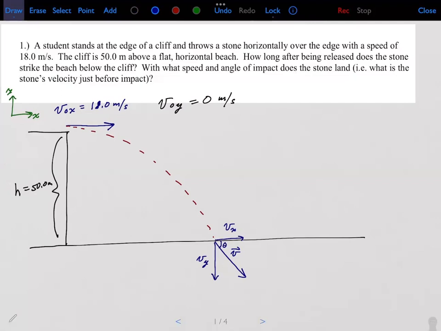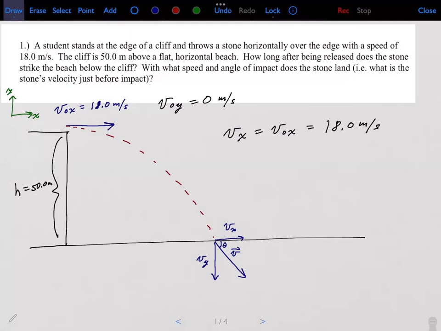Okay, what else do we know? Well, because there's no forces acting, it's projectile motion, we're assuming there's no air resistance. There's no forces acting in the x direction. Then that final vx must equal the initial velocity in the x direction, which is 18.0, because it's constant. Remember, in the x direction, the velocity of a projectile is constant. It stays the same in the x direction.